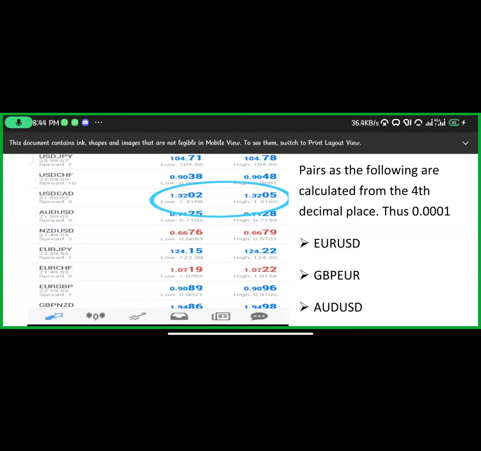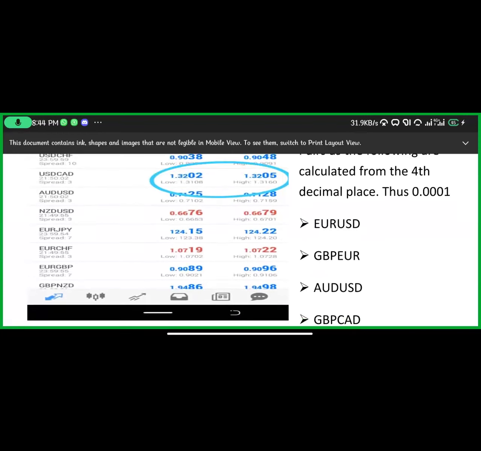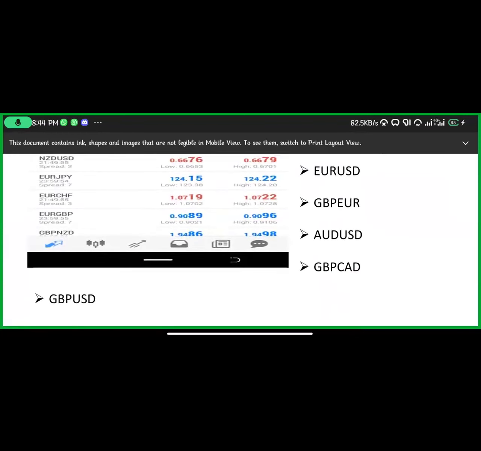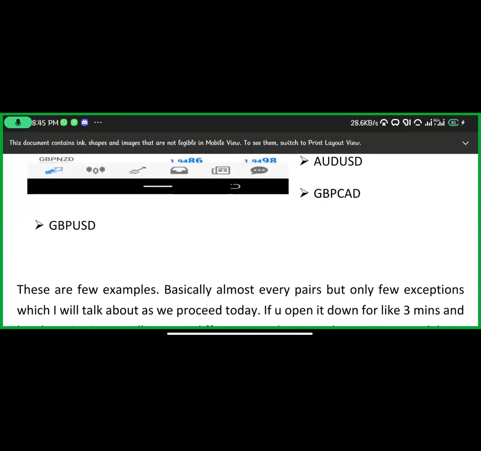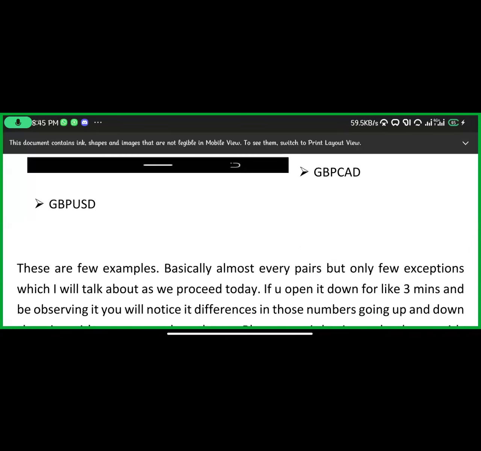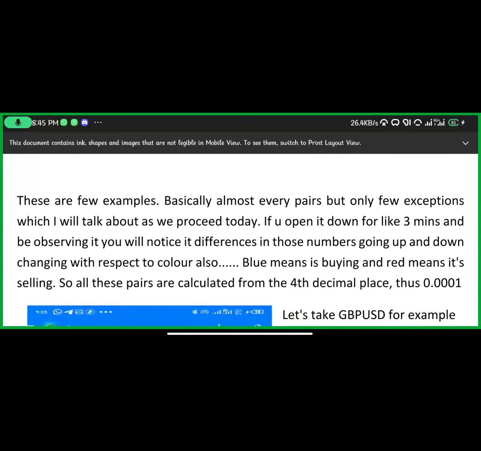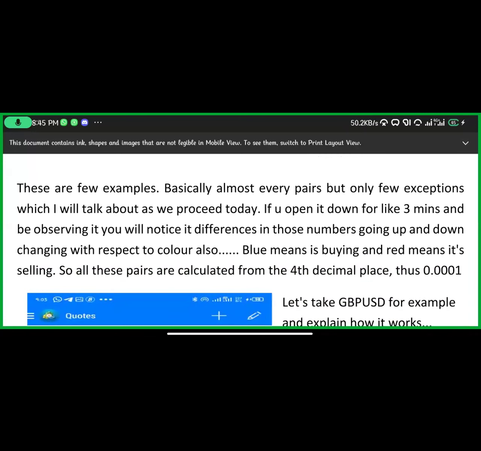But if it's to be removed, you know that before we left, we had it as 1.0956. That means it has dropped by what? 4 pips. Now, these are the currency pairs that deal with 4 decimals. You can see the list: Euro USD, GBP Euro, AUD USD, GBP CAD, GBP USD, and so on and so forth. These are the few examples I'm going to list out because they are major. So basically almost every pair, with only a few exceptions, which I will talk about as we proceed.